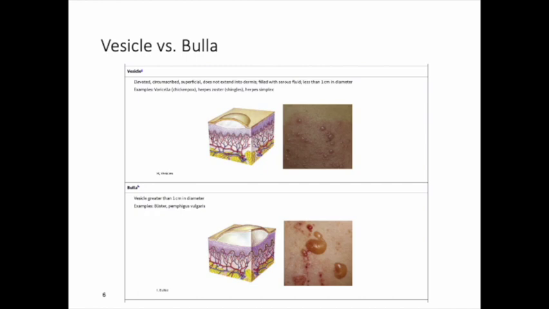Whereas a bulla is 1 centimeter in diameter or more. Also a vesicle, but larger. And examples would be blisters that are larger than a centimeter. The term vesicle or vesicula in Latin means little bladder, and bulla means bubble.